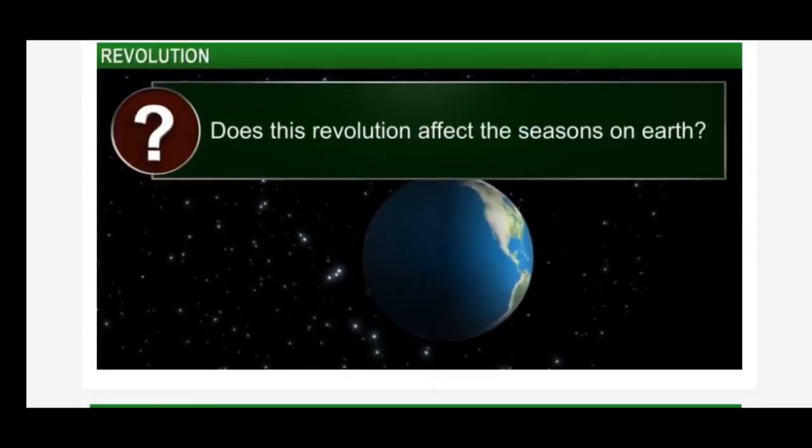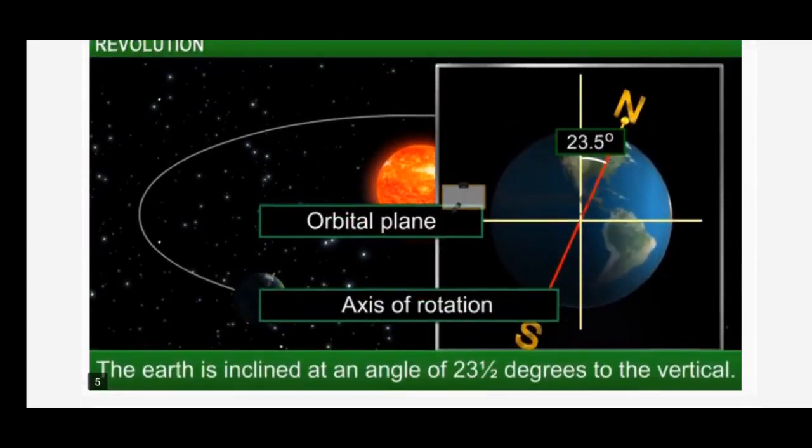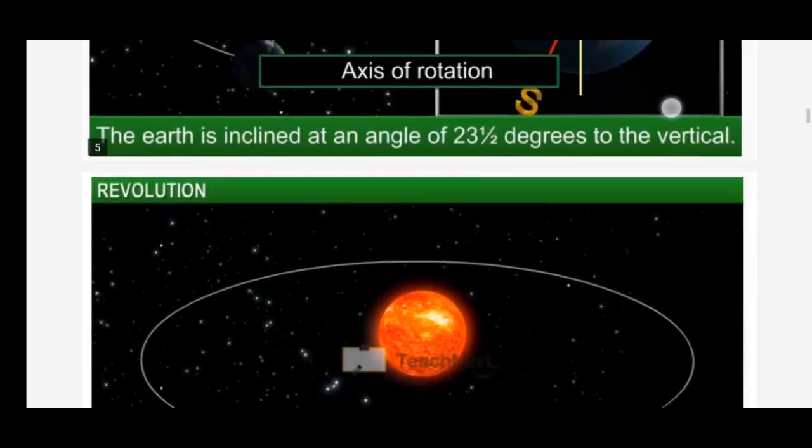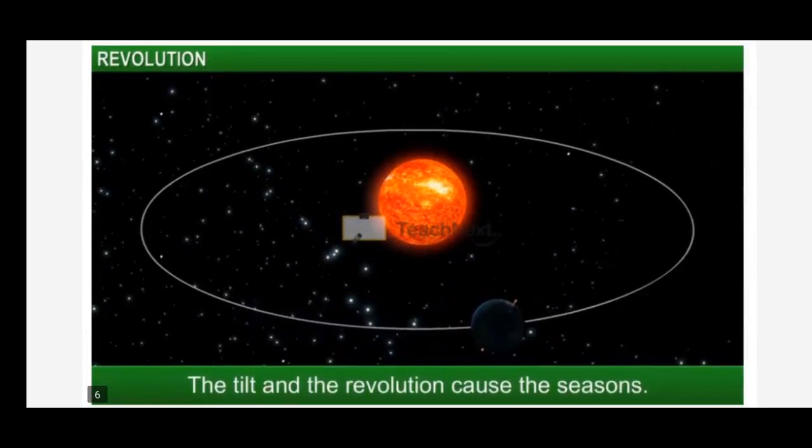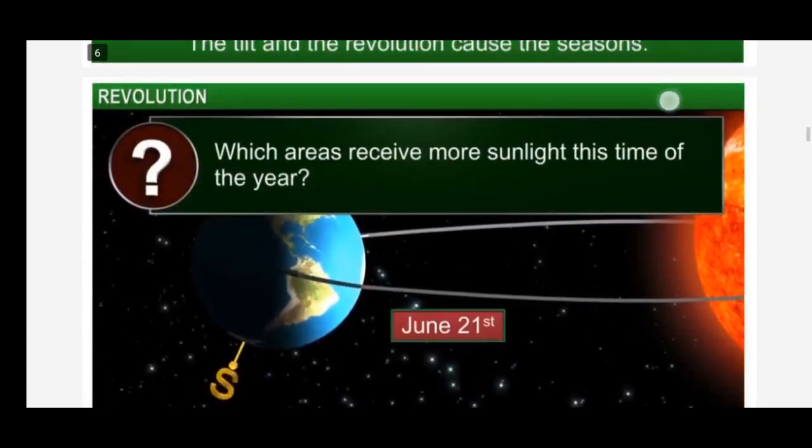Children, we know that the rotation causes days and nights. But what about the seasons on our planet Earth? Does revolution really affect the seasons too? Yes, indeed. Students, if you look at this picture carefully, the Earth is inclined in the same direction throughout its orbit, right? At how much angle? 23.5 degrees. At that angle, it is inclining continuously in its orbit. The tilt and the revolution are the reason that we have different seasons in different parts of the earth. Okay, so let's see how that happens.